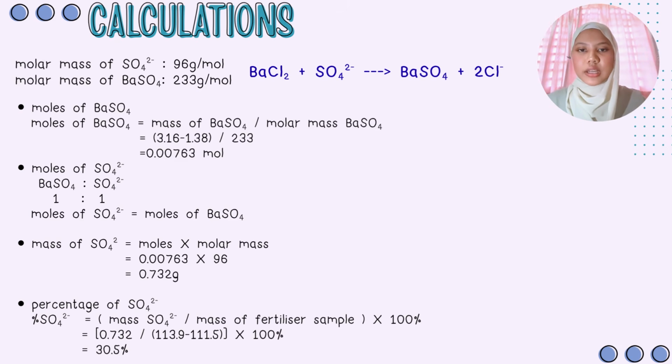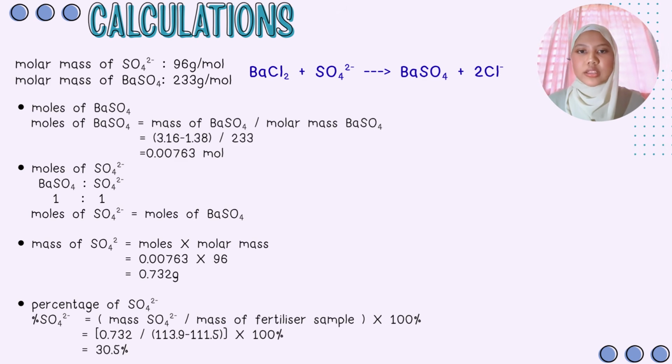First, we need to calculate the number of moles of barium sulfate. To get the actual mass of the precipitate, we subtract the mass of filter paper from the mass of filter paper and barium sulfate. Dividing this net mass by the molar mass of barium sulfate, which is 223 gram per mole, we obtain 0.00763 moles of barium sulfate.